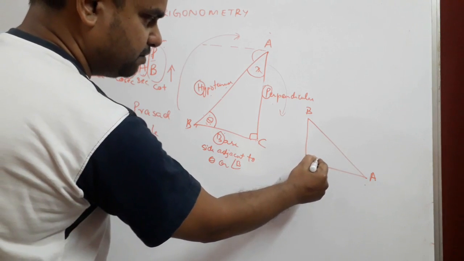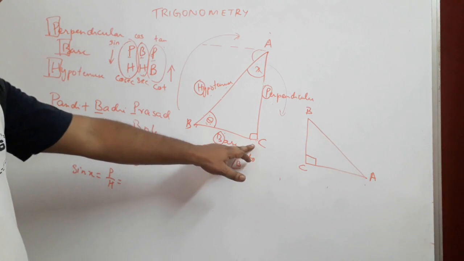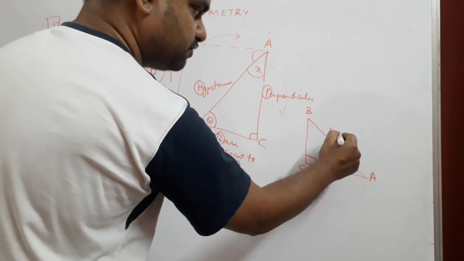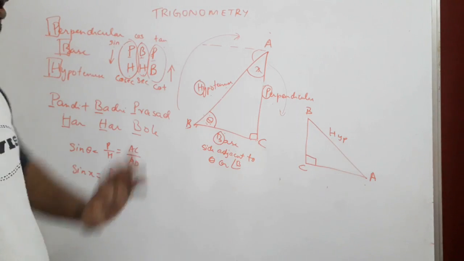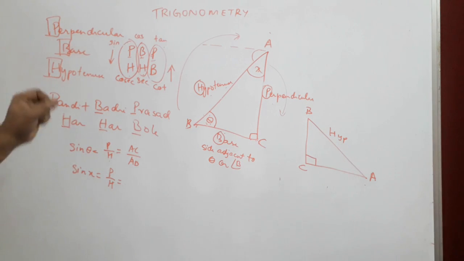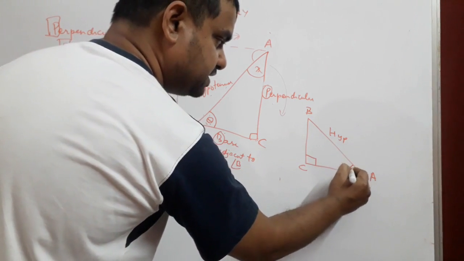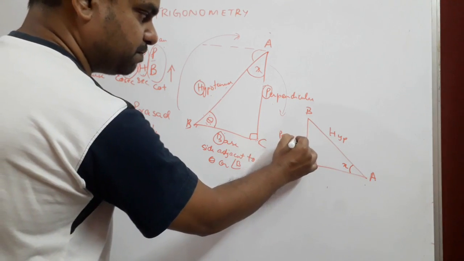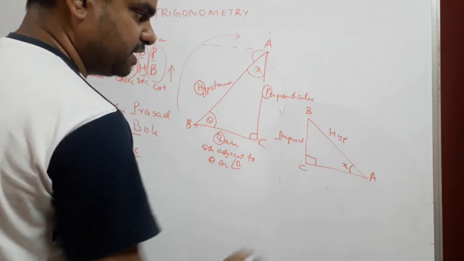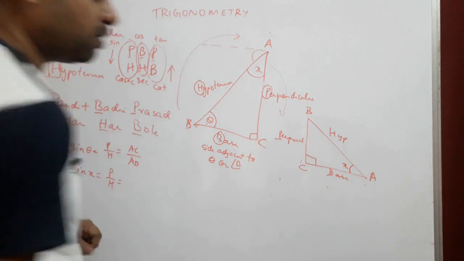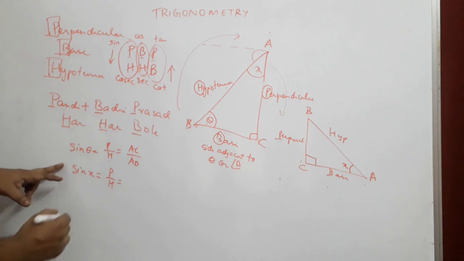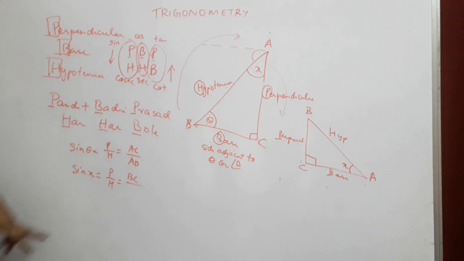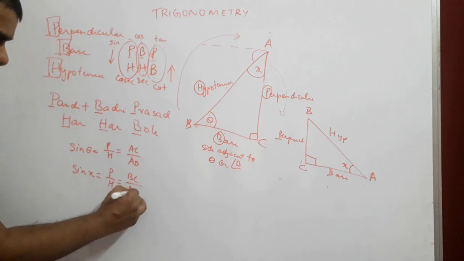The perpendicular remains at C. That doesn't change at all. So the hypotenuse you don't have to bother about. It will continue to be AB. But now the height has changed because our angle is here, which means this becomes our height, BC. This becomes our perpendicular, and this becomes our base. What was our height in the previous case? So sine x will be perpendicular, which is BC, upon base, which is AC.